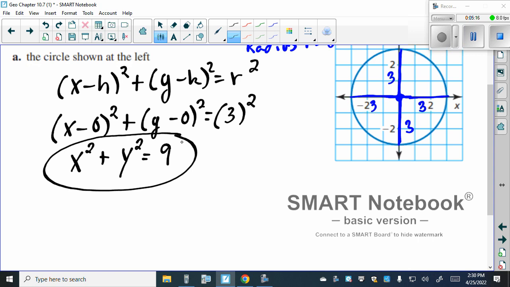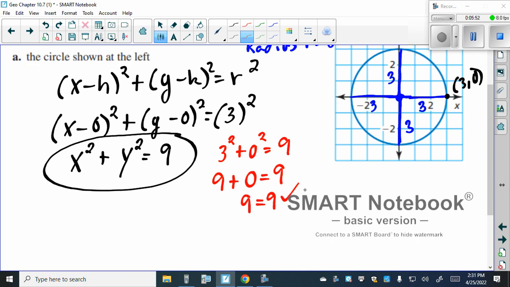Yep, that's the answer. Wait, so x squared plus y squared equals 9, and that's the answer? Yes. So any x, y values that make this true would lie on the circle. So if we looked at, say, the point 3, 0, and we plugged it in, it would say that we have 3 squared plus 0 squared is equal to 9. 3 squared is 9. 0 squared is 0. So 9 equals 9. So if you set any point on the circle, we would get a true statement.